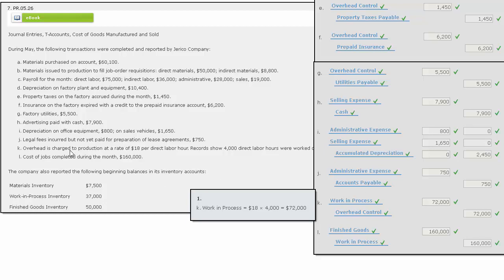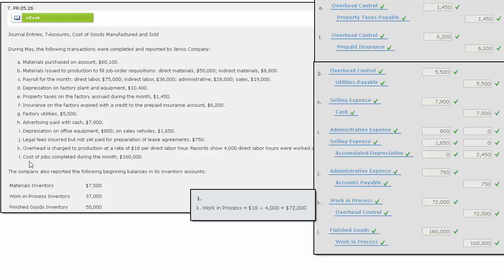Entry K says overhead is charged to production at $18 per direct labor hour, and 4,000 hours were used. So 4,000 times 18 is 72,000. We've got a debit of work in process and a credit of overhead control. So this is actually our overhead applied entry. Some companies would actually use a separate account called overhead applied. This particular illustration is using an overhead control account.